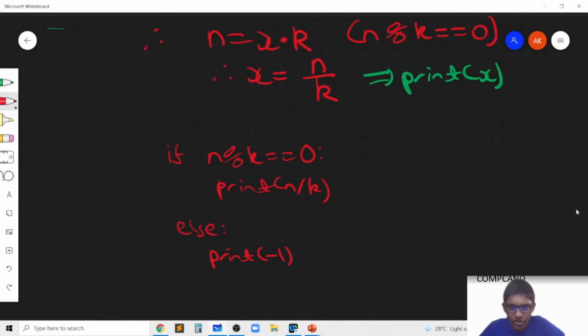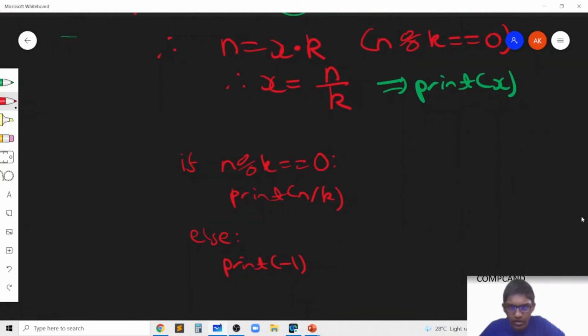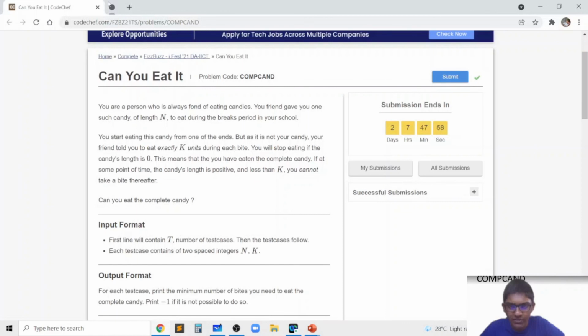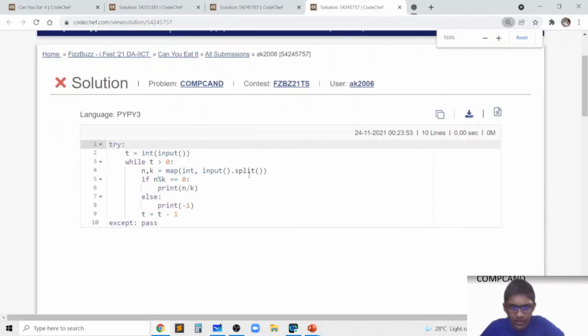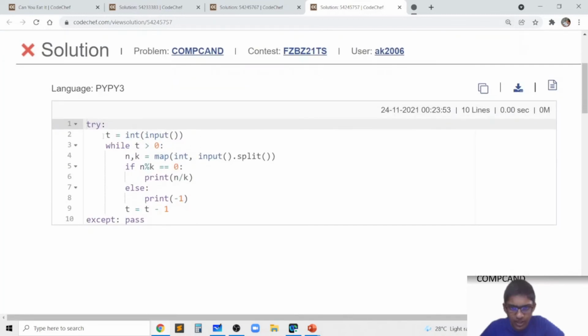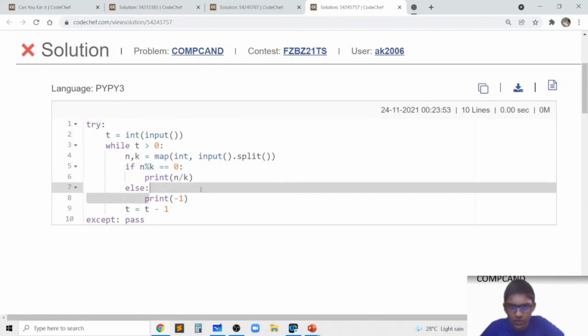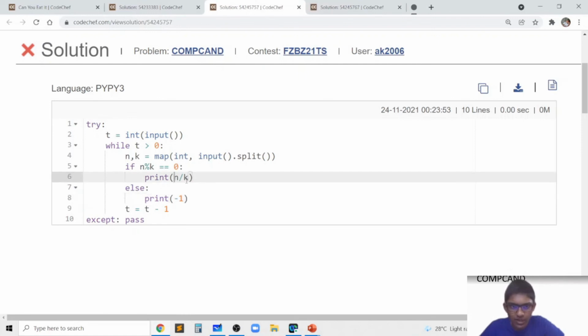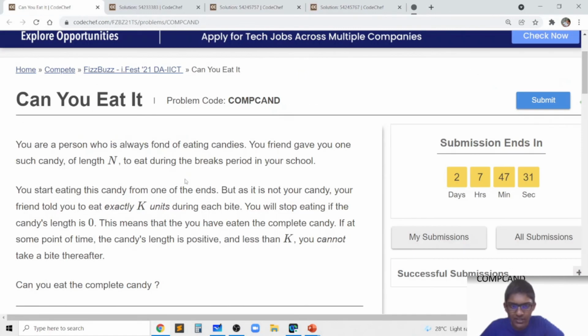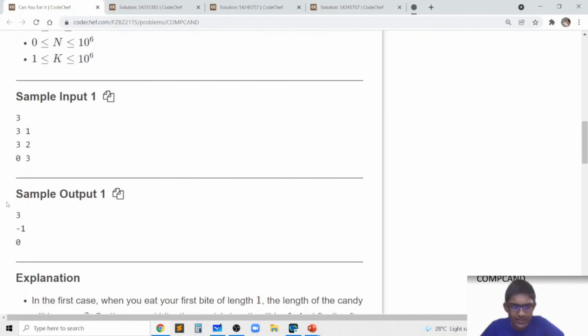However, there's a catch, and this is where a lot of people could be making errors, especially if you're using Python. If you do what I just said, and for each test case, you'll take in t, for each test case you'll take in n and k. If n percentage k is 0, you'll print n by k, otherwise you'll print -1 and you'll decrease t by 1. However, this does not work. The reason being, if you run this on the sample cases itself, it won't give you 3, -1 and 0. It will give you 3.0, -1 and 0.0.